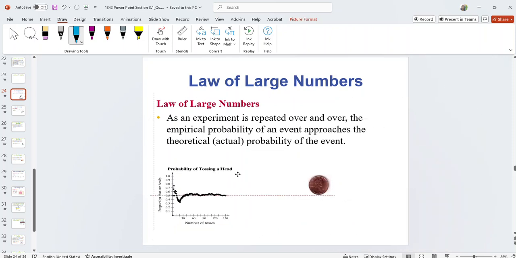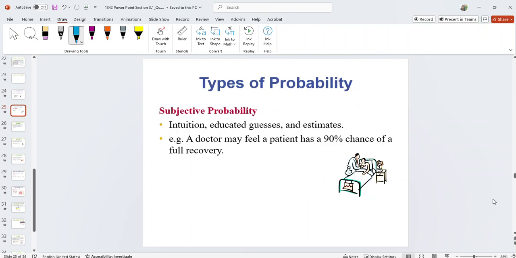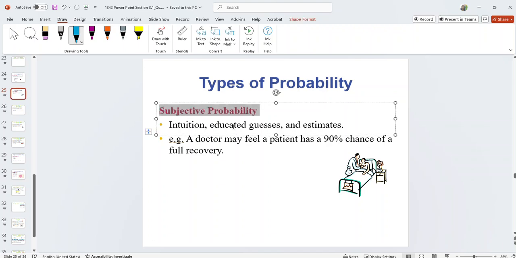All right, the third type of probability is called a subjective probability. Okay, so what is subjective? It's based on educated guess and estimate. Okay, a doctor can predict a patient's survival rate or full recovery rate, right? So the doctor may feel a patient has a 90% chance of recovering from some kind of cancer or whatever, or broken bone or whatever, right? So those are based on educated guesses. All right, and that is called a subjective probability.